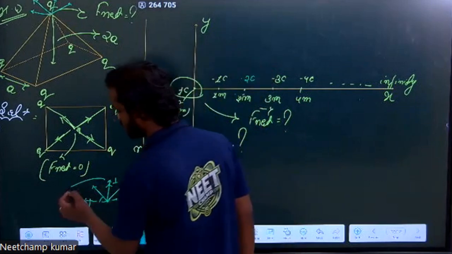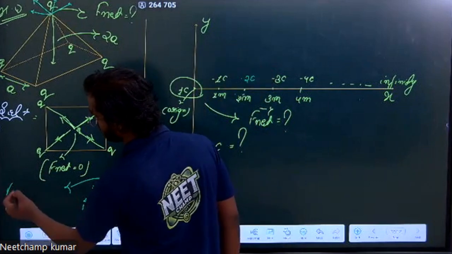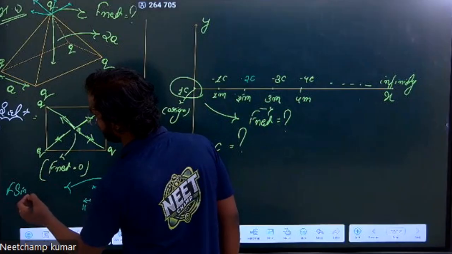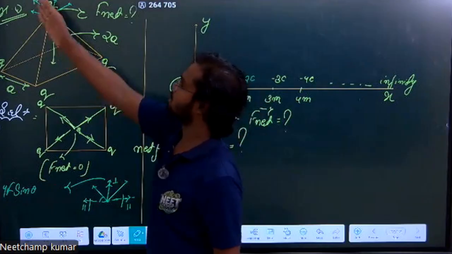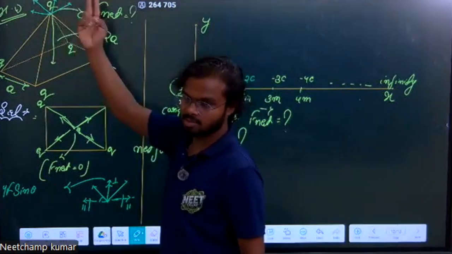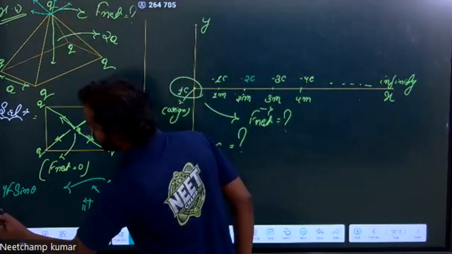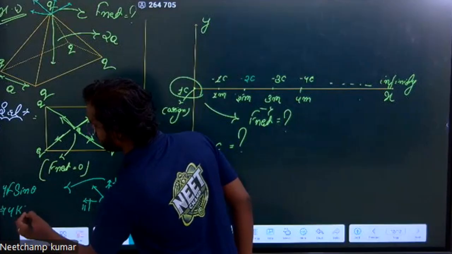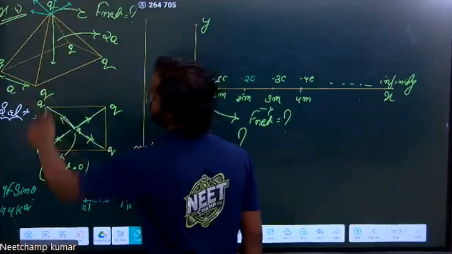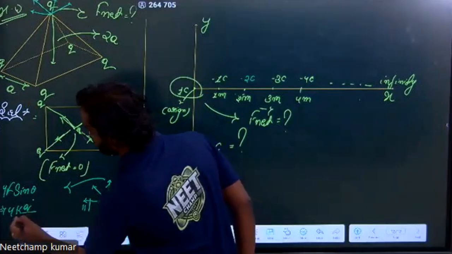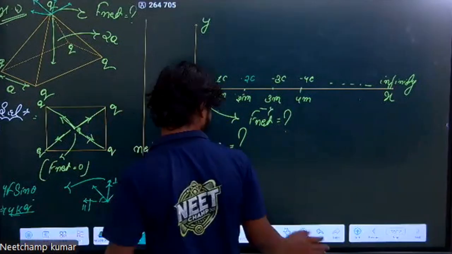And if we want to find the value of this force, how much will it be? It will be F sine theta, and there are four components because there are four vectors. So four components will be in the upward direction. And what is the value of this? This is 4kq, and how much is the charge? This is q. So it will be q square upon the distance between all these charges.